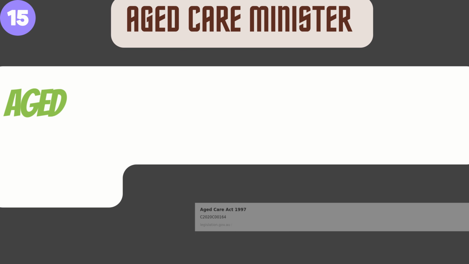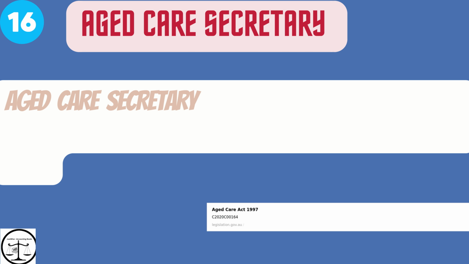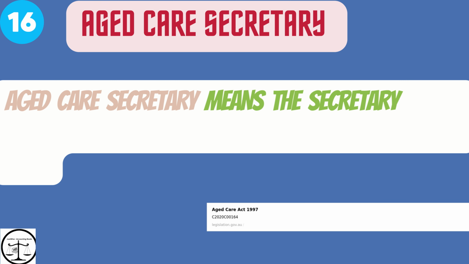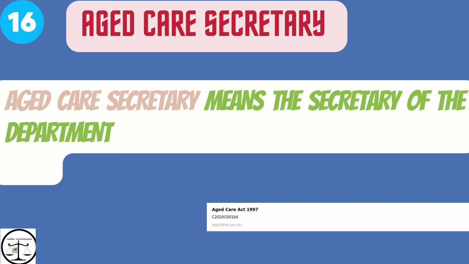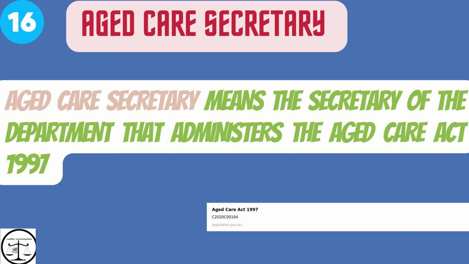Word number 15. Aged Care Minister means the minister administering the Aged Care Act 1997. Word number 16. Aged Care Secretary means the Secretary of the Department that administers the Aged Care Act 1997.